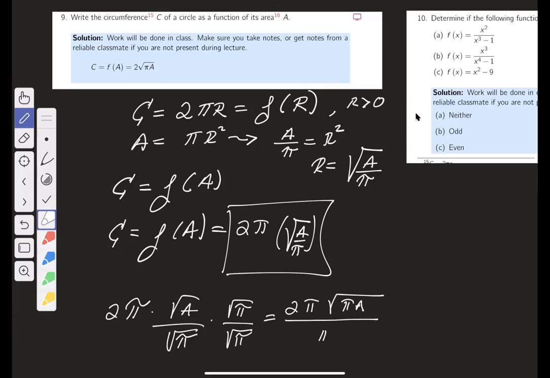over pi. Now, what's nice about this guy over here? The pi's cancel off. And what are you left off with? Well, I'll write it down for you. You're left off with, let's see, 2 root pi A. That's the simplest possible answer you could write down. And that answer is right over there.